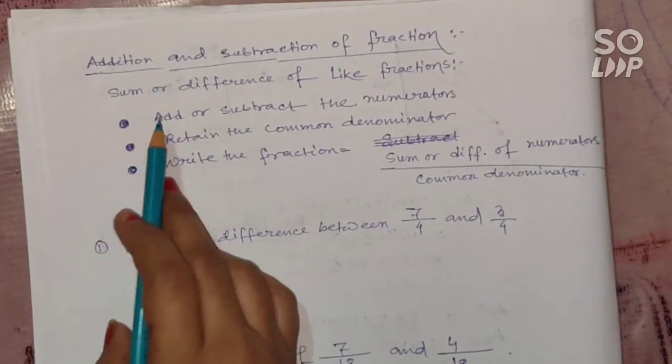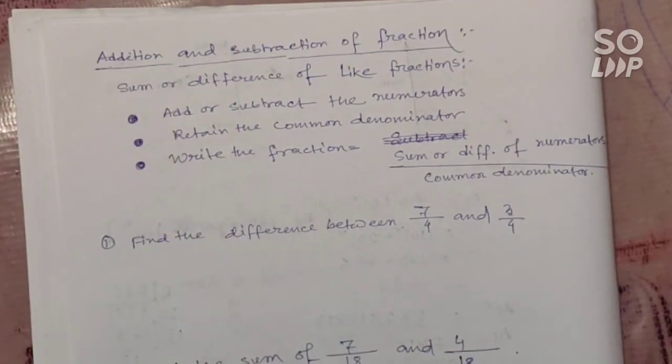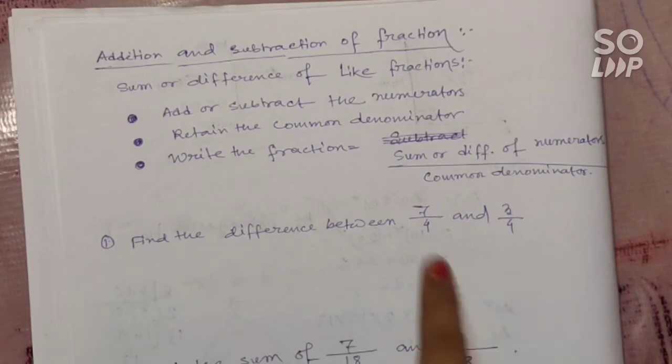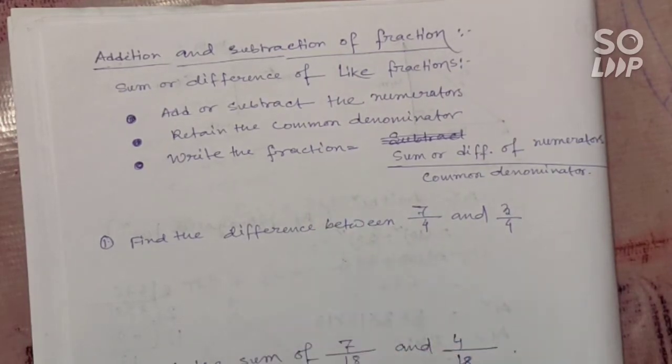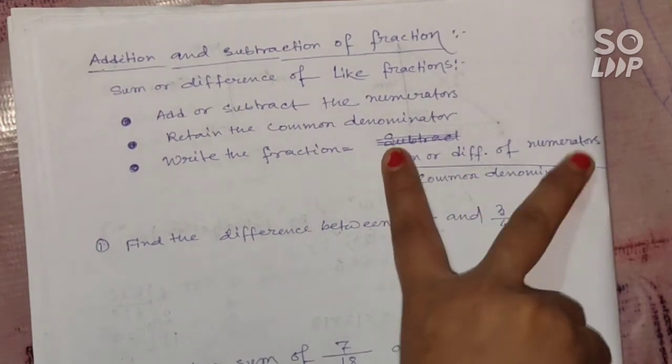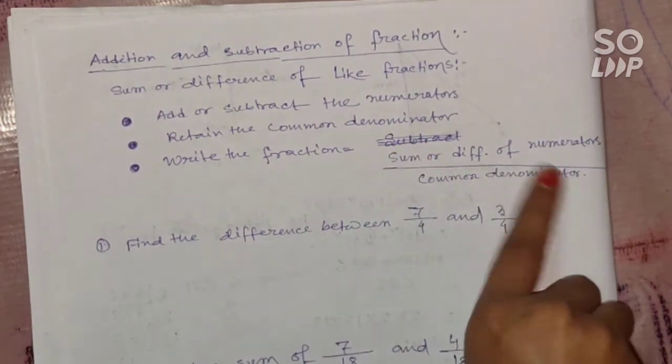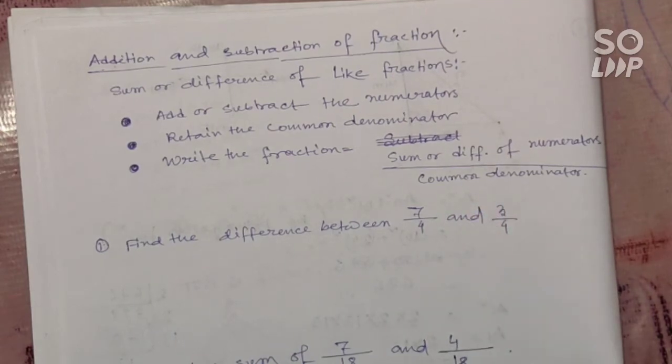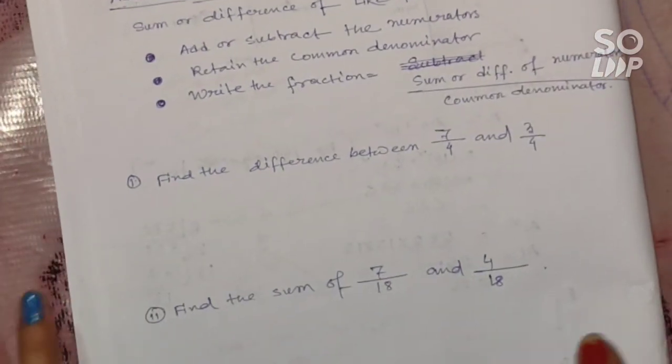So first of all, what are the steps to do this type of addition and subtraction of fractions? First we will add or subtract the numerators, and then you have to retain the common denominator. In like fractions, the denominators are the same, so you retain the common denominator, and you write the answer as the sum or difference of the numerators over the common denominator. Okay, let's see some examples.